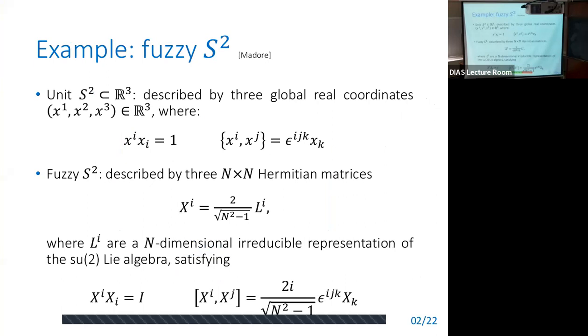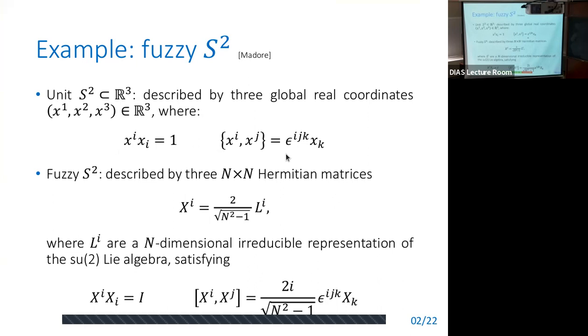So an example of a fuzzy space is the fuzzy two-sphere. This is just your unit sphere in R3, and it's described by three global real coordinates, x1, x2, and x3, where these coordinates satisfy two properties: the sum of the squares equals one, and the Poisson bracket of the coordinates on the space is given as such, where this is the Levi-Civita symbol.